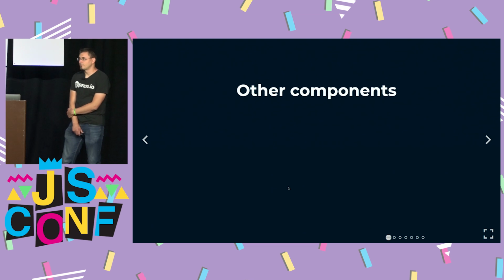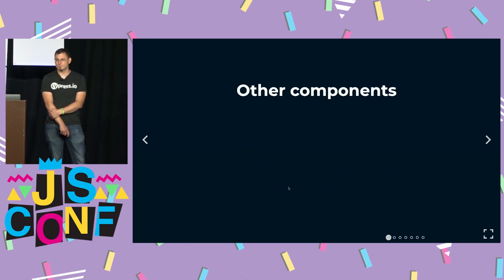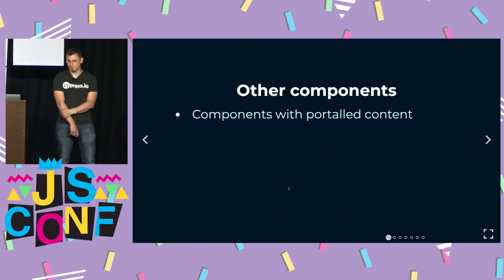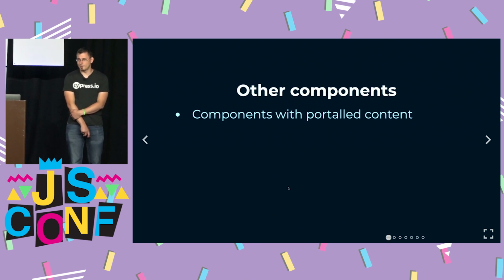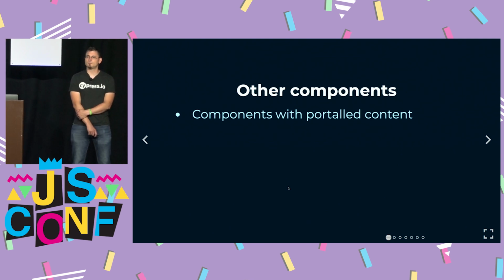So, other components, obviously like a button probably doesn't need much for helpers because all you can really do is click on it and maybe assert on its text. But there could be other things. So components with portaled content. Now, portal is something that was coined by React. I think in Angular before they called it transclusion. But it's basically taking content and projecting it to another place within your component tree.